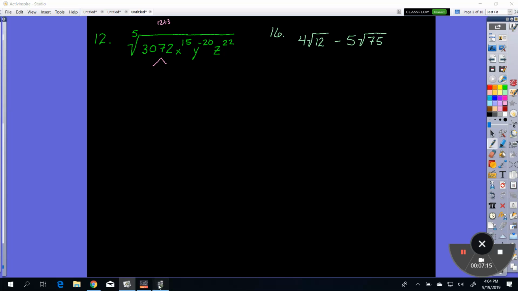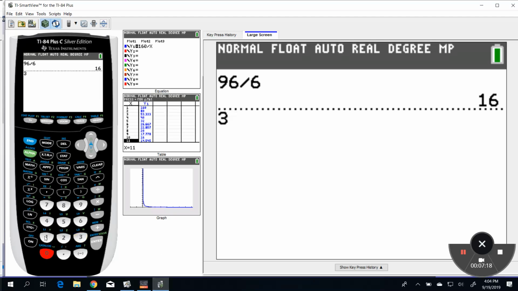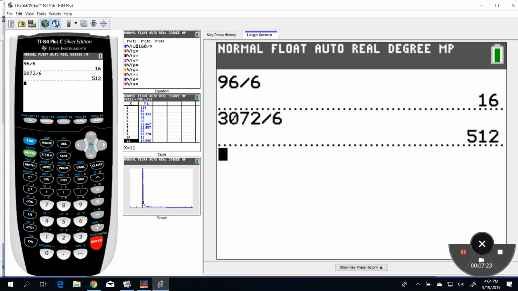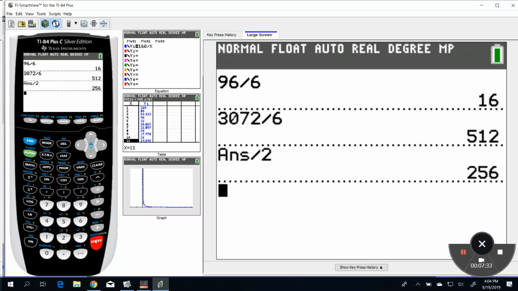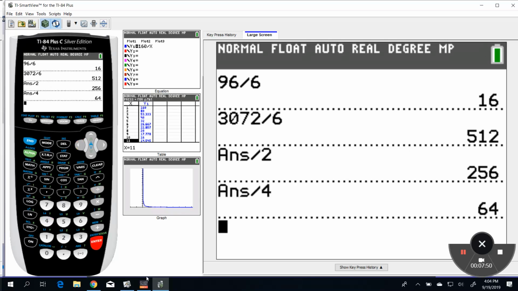So I'm going to go to my calculator, 3072 divided by 6. 512. So 5 plus 1 is 6, plus 2 is 8, so that's not divisible by 3. So I'm just going to divide it by 2 again. And 256, maybe I'll try something bigger, is 4. Divide it by 4, no, not times. Divide by 4. Alright, so 3072 divided by 6 is 512.